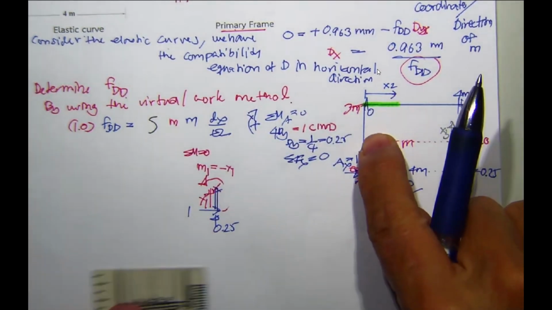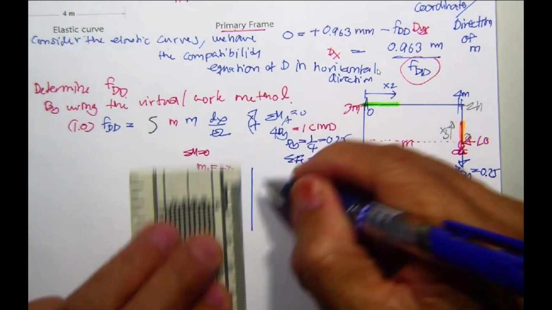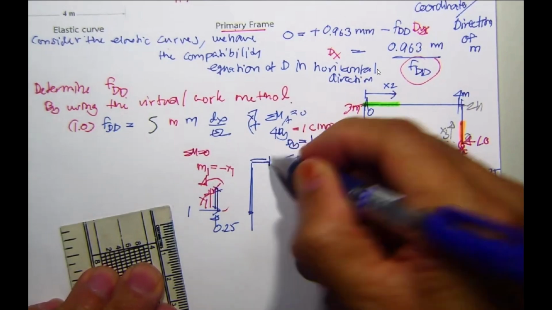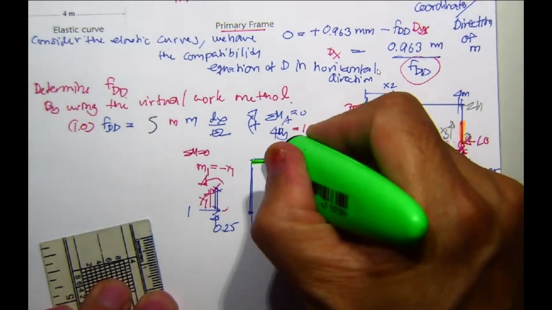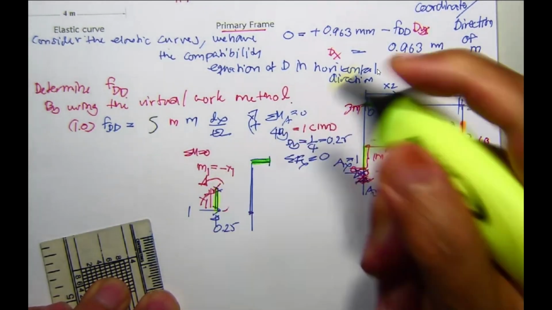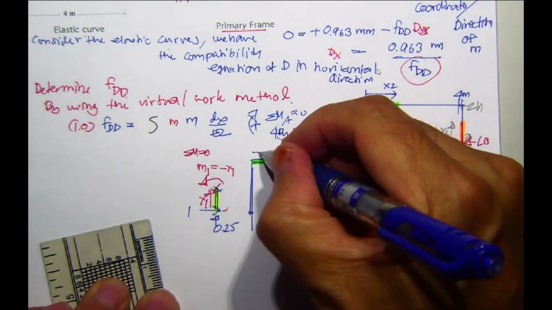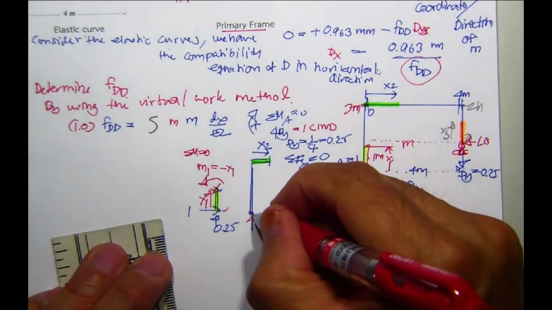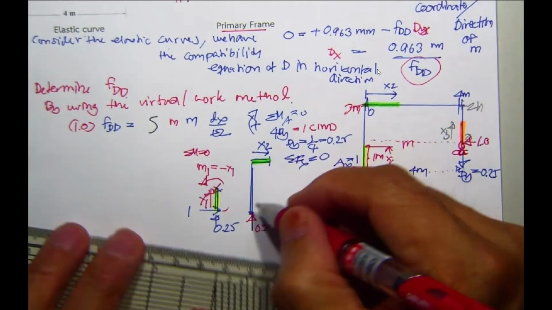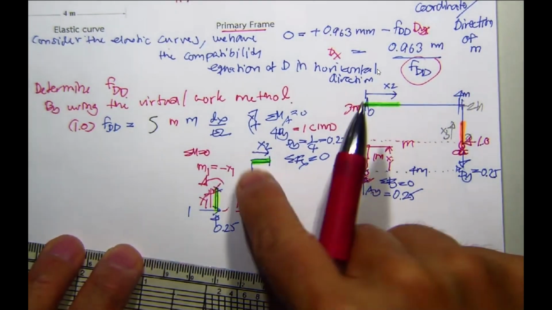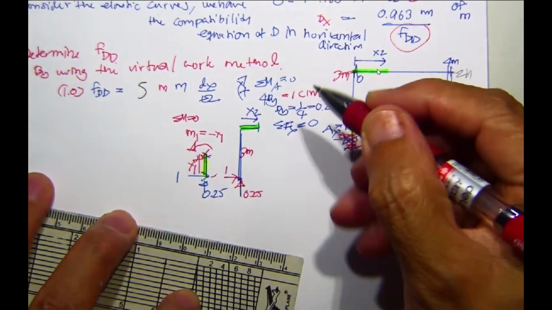Then coming to the second order, now we do it for the x2. This is going to be for x2. The previous one was for the x1. For the x2, this is going to be x2, and then you have this one 0.25, and this is going to be 1. Then this column over here is 3 meter. So this is 3 meter.